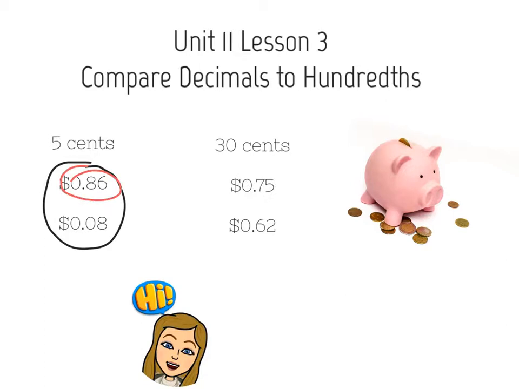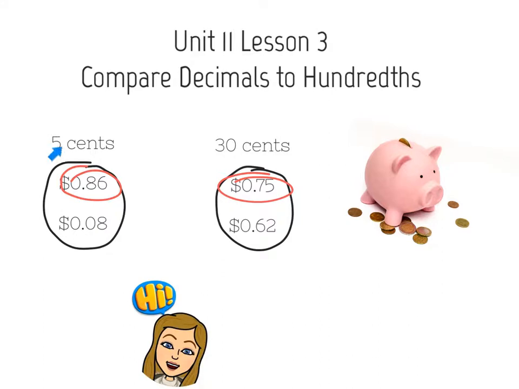So let's say then I was comparing 75 cents to 62 cents, a little bit closer. First thing I check for, there's no whole number. So then I look right next door to the decimal, the dimes, the tenths place. 7 dimes here, only 6 here, which means that 75 cents is greater.